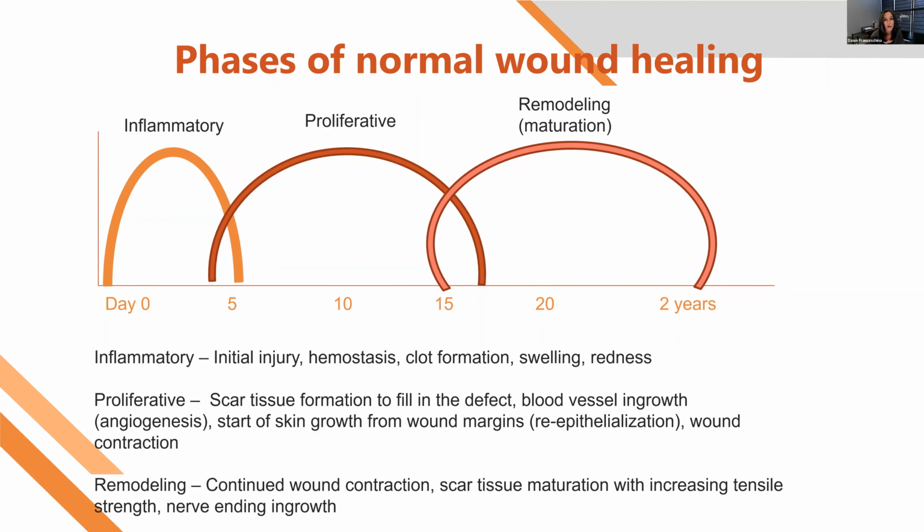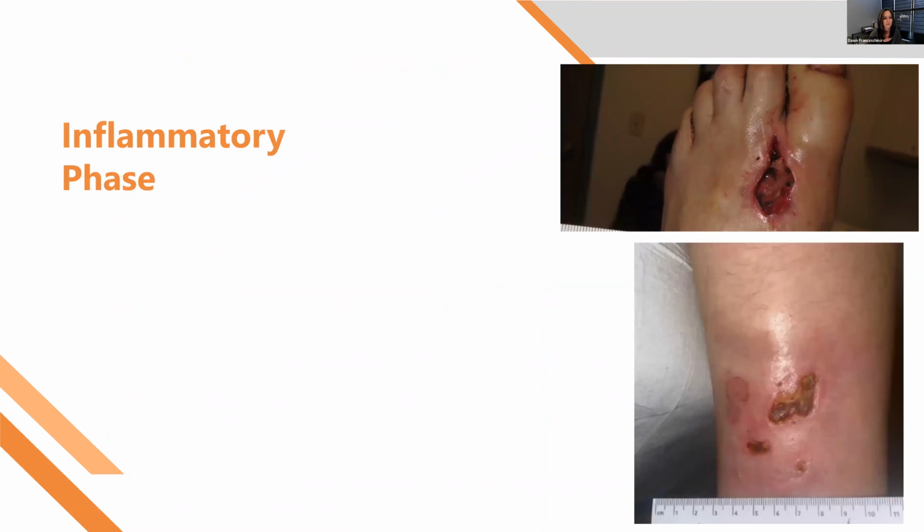We're going to go through and talk through these phases, how they actually look, what's happening during each of these phases, and the cells involved. So let's look at the inflammatory phase. So the inflammatory phase, the very first phase of wound healing.